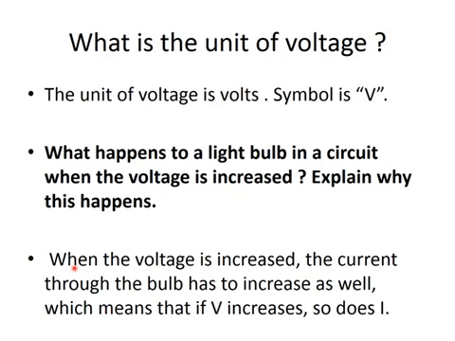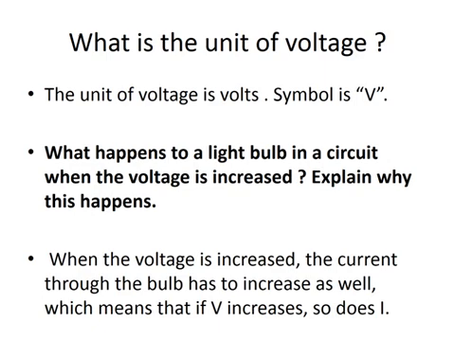And in the next part of the question, it is asked why it happens. So the answer to the question is, when the voltage is increased, the current through the bulb has to increase as well, which means that if V increases, so does I. As I explained in the previous question, when the voltage increases, the amount of current also increases, and when the current increases, the bulb will glow more.